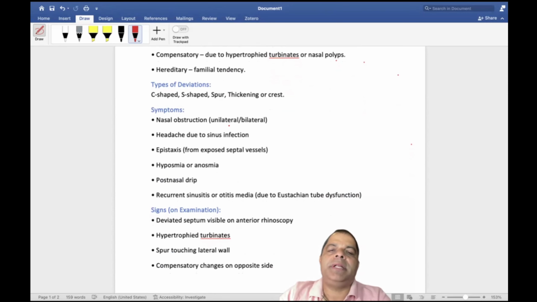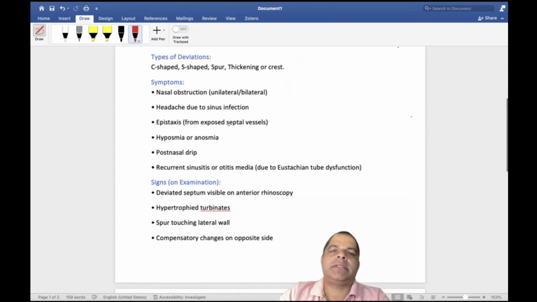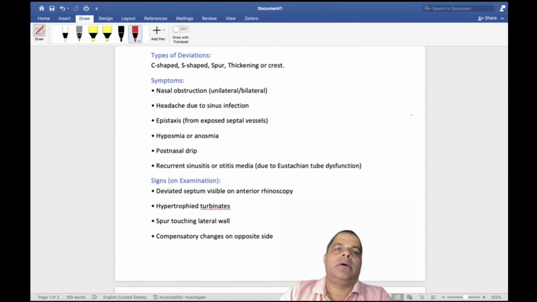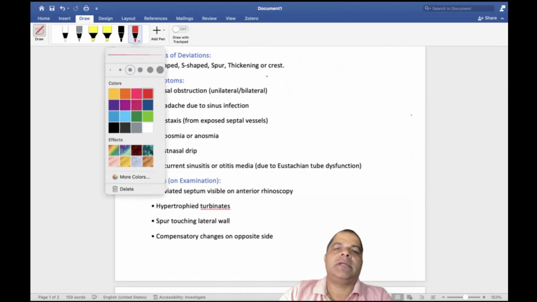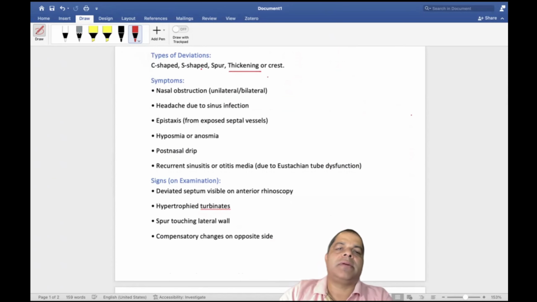What are the types of deviation? This is our most important question in the viva exam. You have to know this, it is given in most books. C type, S type, spur, or maybe thickened crease. This is the common answer.